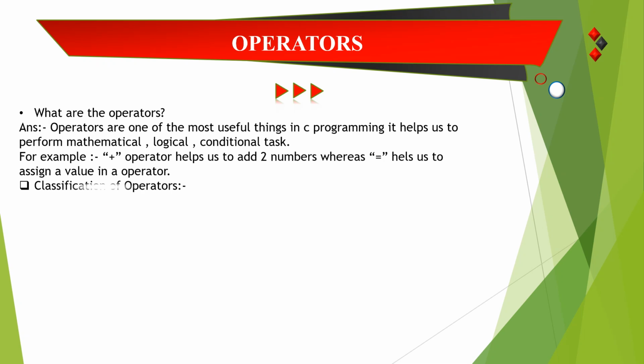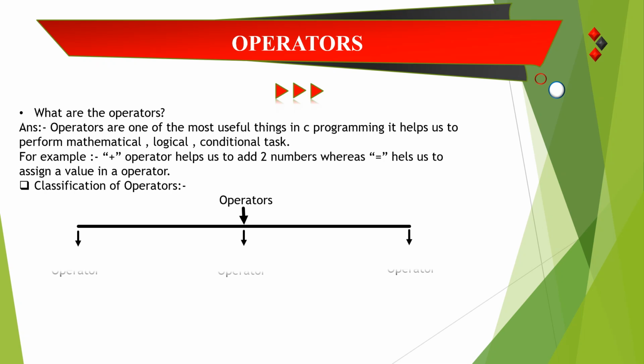And after that, the classification of operators comes into the picture. So here is a tree of classification. Operators are divided into three parts: unary operator, binary operator and ternary operator. So what is the basic difference between these three? A unary operator usually operates on only one variable, whereas a binary operator operates on two variables, whereas ternary operators are like the conditional operator. We are going to talk about each of them.